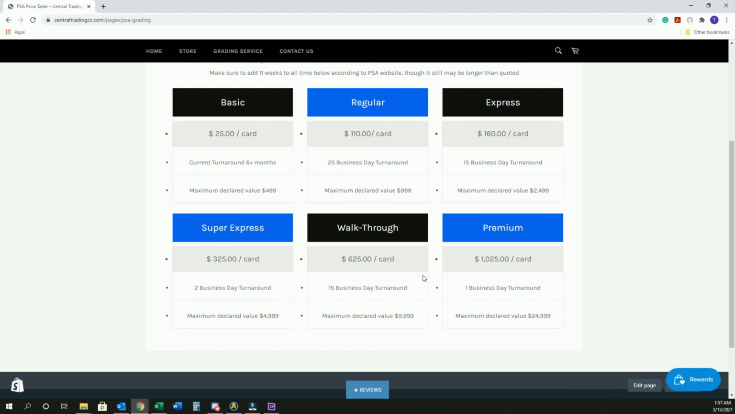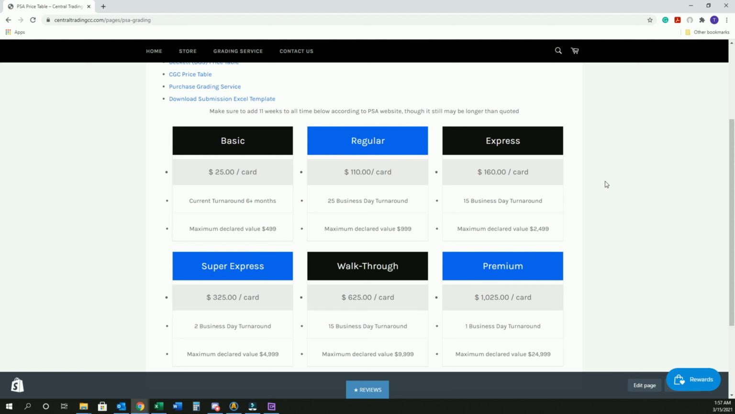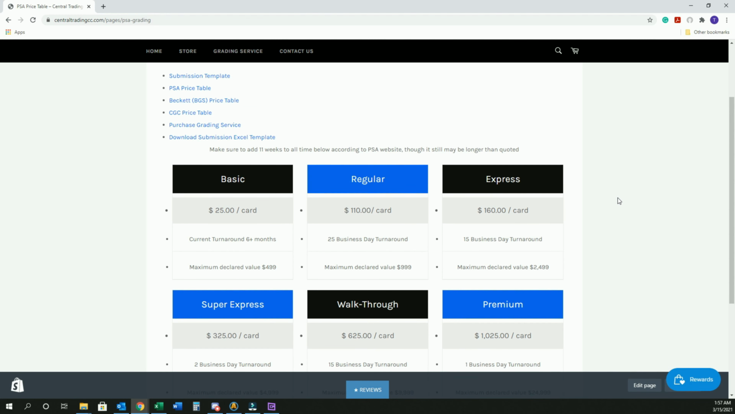This process kind of repeats itself, so you can see the first column is always going to be the price of the card. The second column is going to be the current turnaround for that bracket, and the last column is basically the max value of that card, what that card can be when it's graded.